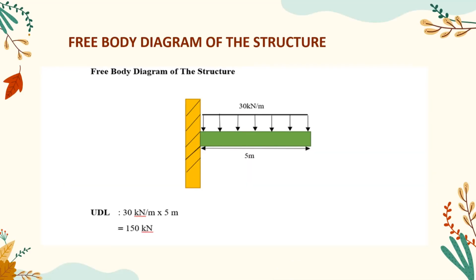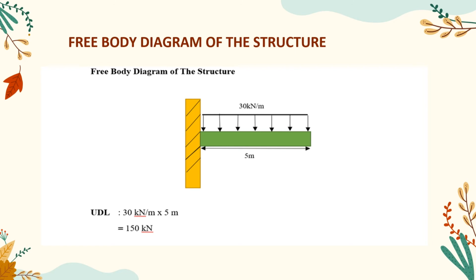Okay, next. This is my free body diagram of the cantilever slab. My load is 30 kilonewton per meter and my length is 5 meter. So we have to make UDL calculations. So this is my calculation. The calculation is load multiplied by the length. So I get 150 kilonewton.